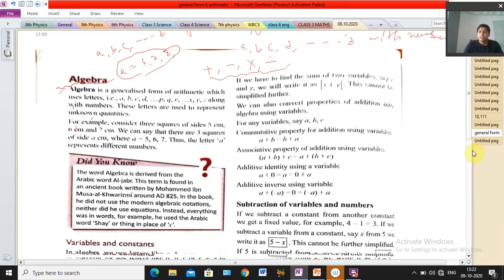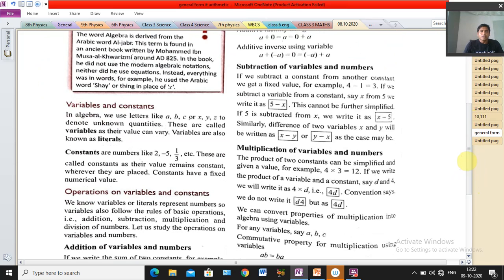Clear? So here, see, variables and constants, these two important things are here, which we will also discuss. In algebra I told you that a, b, c, d up to z are the variables we are using. These are unknown quantities, because we don't know their values.